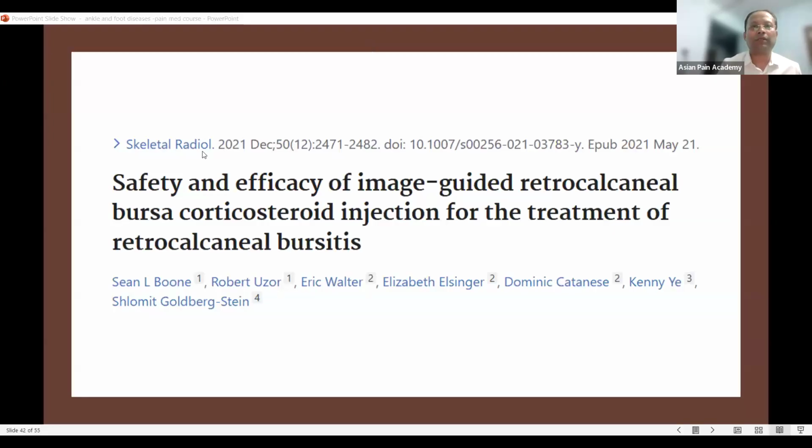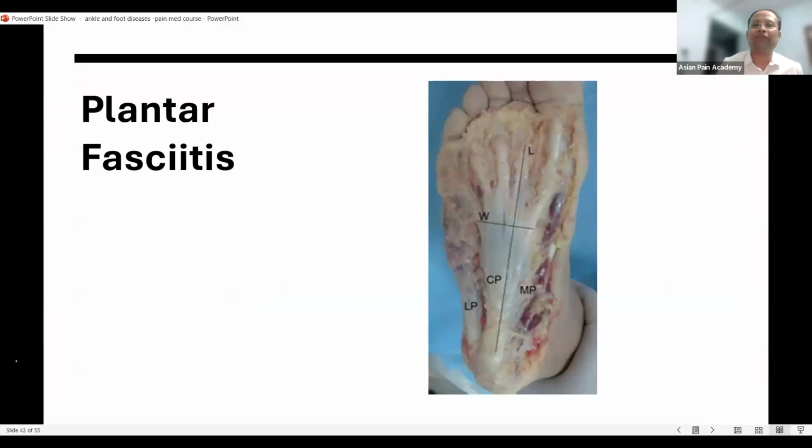Okay, so next part is plantar fasciitis. You can see this is the medial part, central part and lateral part. Actually, three slips are there for this plantar fascia. We know plantar fascia is there in the foot, but of all these slips, the central part is the most responsible for plantar fasciitis. But all these slips come to the medial side of the calcaneum and insert there.